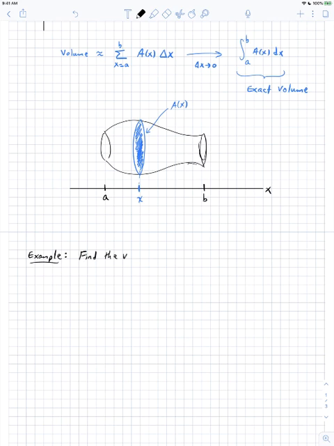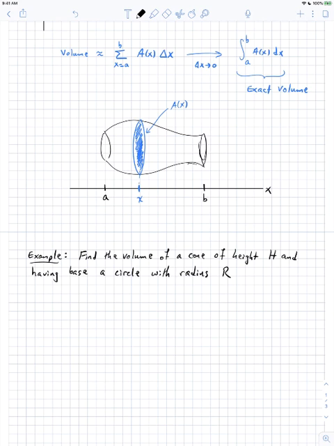Find the volume of a cone of height h and having base a circle with radius r.